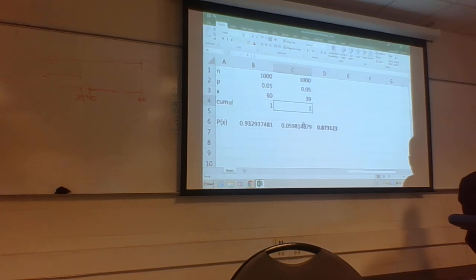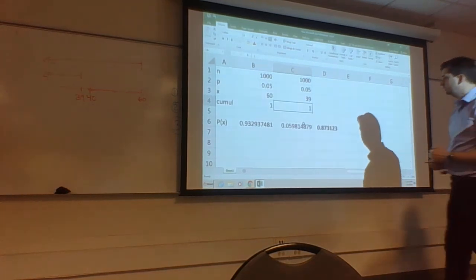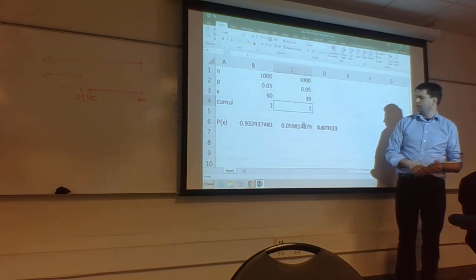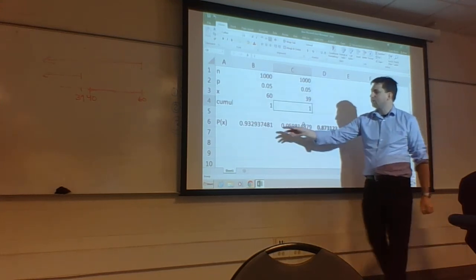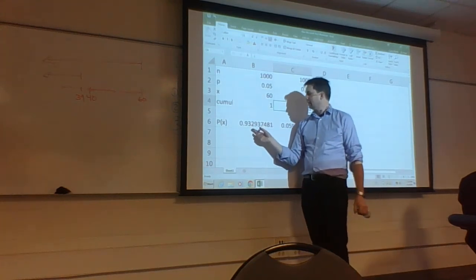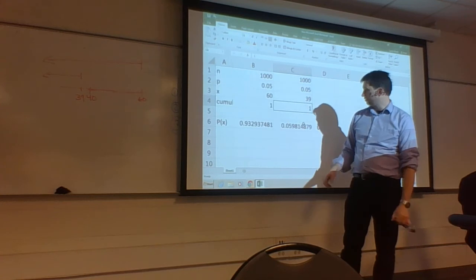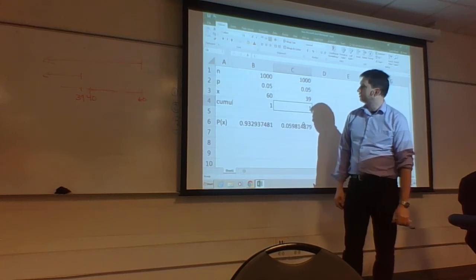Any questions? This is kind of interesting, right? An 87% chance that I will get between a 40 and 60. There's a 93% chance I will get a 60 or fewer, which means, of course, there's about a 7% chance I'll get 61 or more.